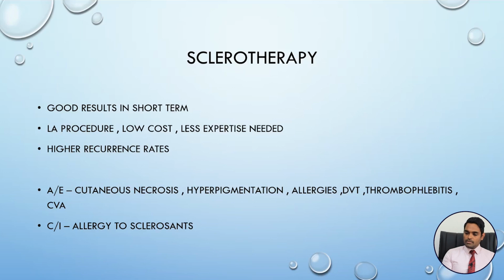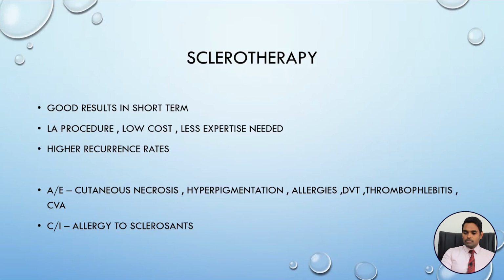If you give a large amount of sclerosant, it will obviously go to the deep vein and can cause DVT, thrombophlebitis of the superficial veins, and if there is a connection between the venous and the arterial circulation, just like a foramen ovale, it can go through to the arterial circulation and cause problems like CVA, but those are reported but not common. If the patient has allergy to sclerosants, you should not give sclerotherapy.